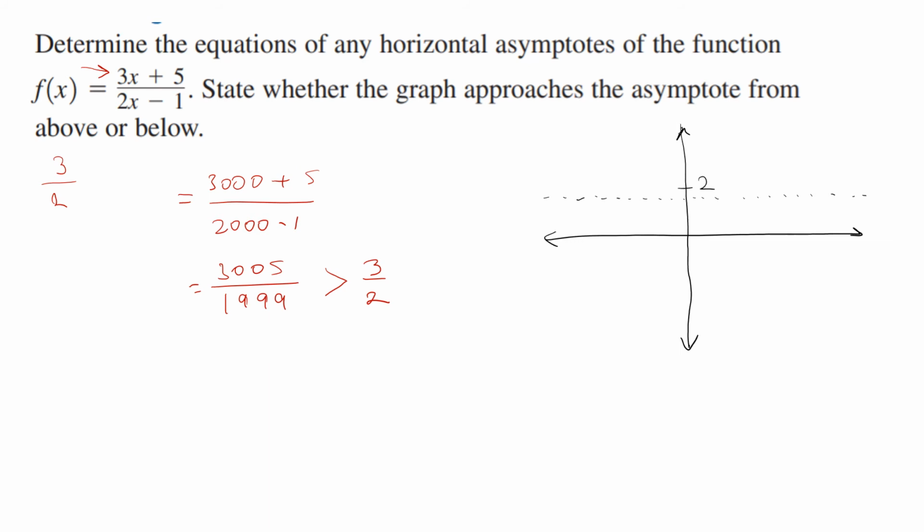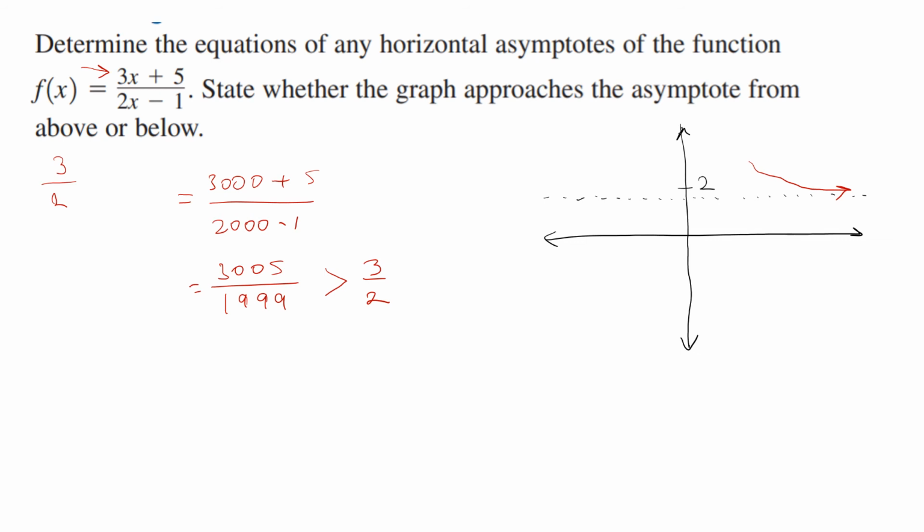Then I can say that it's approaching from above. Since I chose the positive one, it will go to the positive side and approach from above. So that would give me something like it approaching from above and going to the positive side, right?